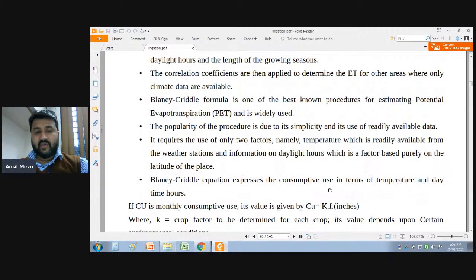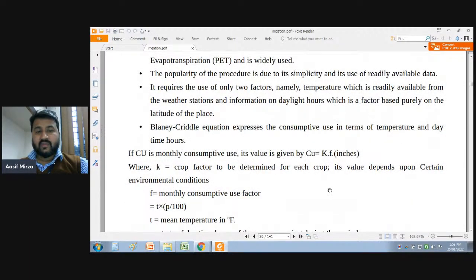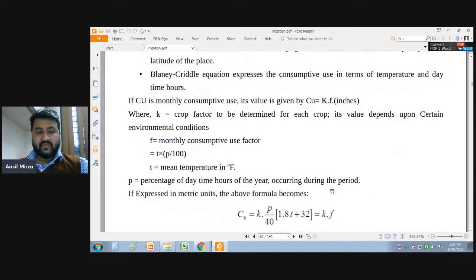Now, the Blaney-Criddle equation expresses the consumptive use in terms of temperature and daytime hours. If Cu is the monthly consumptive use, its value is given by Cu = Kf in inches, where K is the crop factor to be determined for each crop. Its value depends upon certain environmental conditions, where f is the monthly consumptive use factor. So that is equal to T times P by 100, where T is the mean temperature in Fahrenheit. P is the percentage of daytime hours of the year occurring during the period.